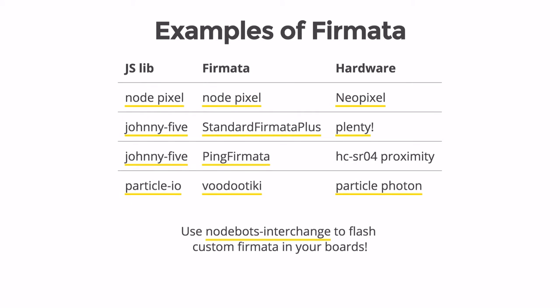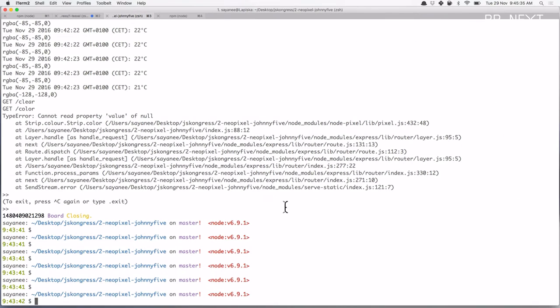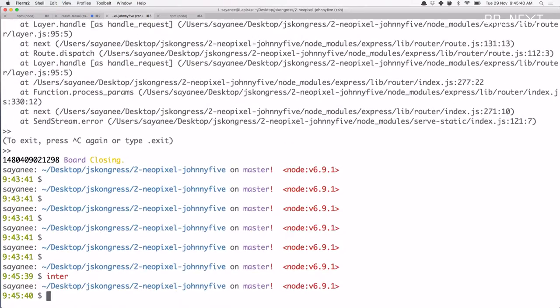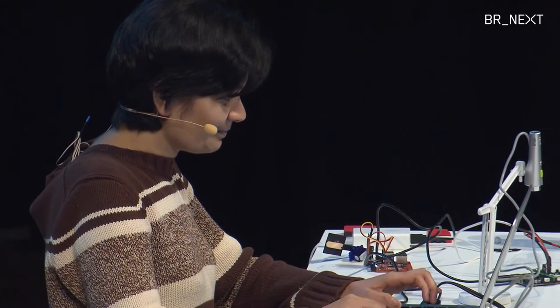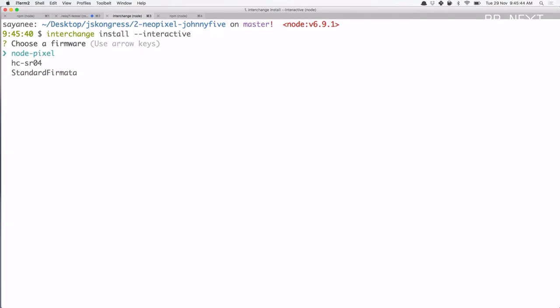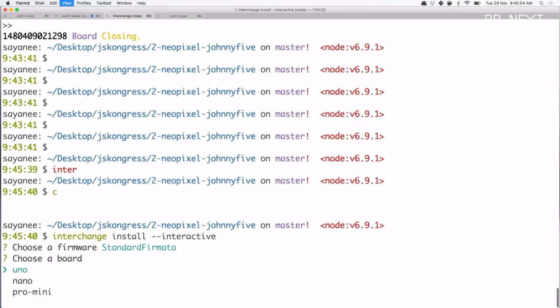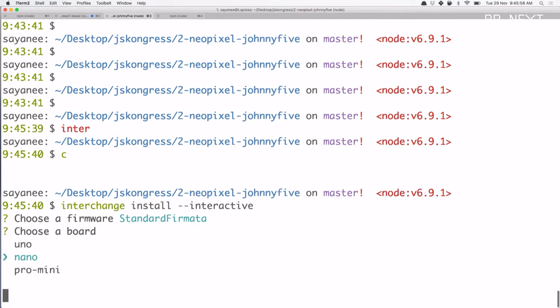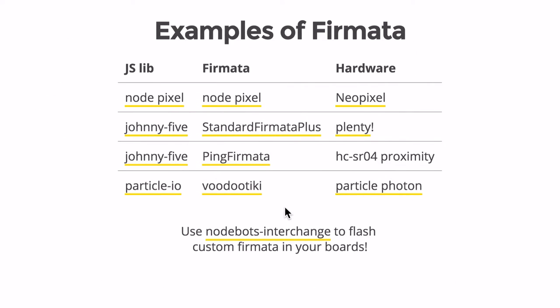I want to show you NodeBots Interchange, which is a very beautiful way to flash your firmware onto the board. So let's come here, and I want to show you, say, interchange install. Remember, I told you that for Firmata, you have to consider three things. Firstly, you say which type of Firmata you want to install and on which board. In this case, you can say it's Uno or whatever. So use Interchange and flash the Firmata onto the board of your choice and have fun with it.